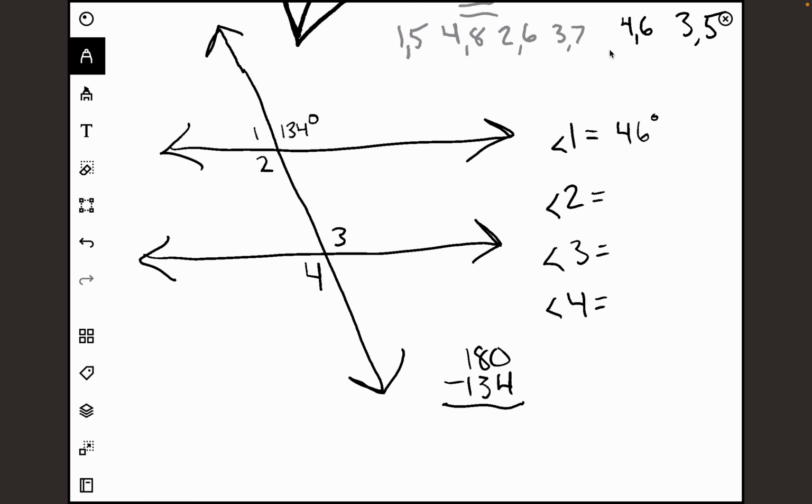What about angle 2? What's angle 2 going to be? Yeah, Julian? How do we know it's 134? What's the word for it? Who can help him out? Yeah, they're vertical angles, like we talked about last chapter. Let's find angle 3. What's angle 3 going to be? Yeah, Tanner? Yeah, it's also 134. How do you know that?